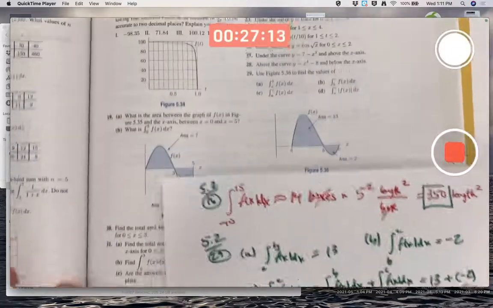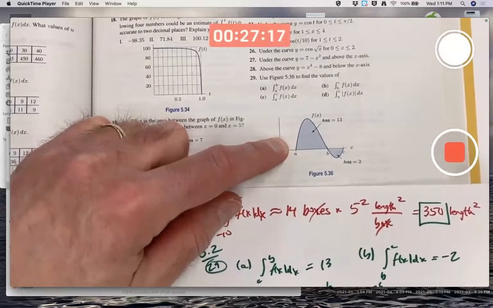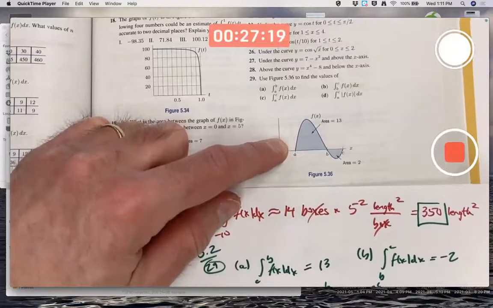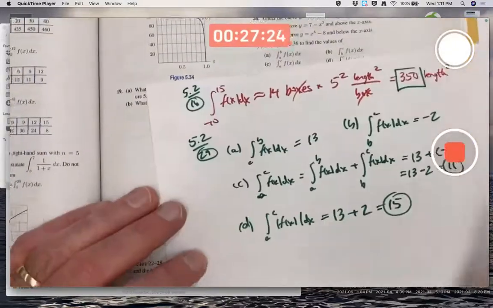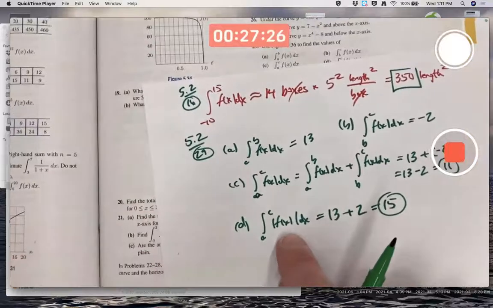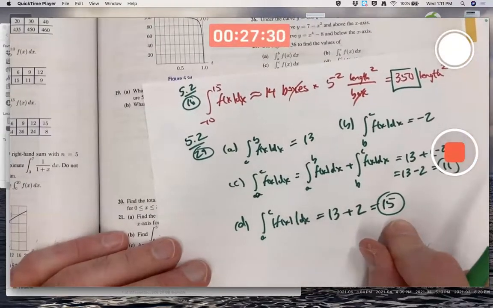Yeah, if this is a velocity, the integral, which would be 13 minus 2 or 11, would be the change in position. Yes. However, when you integrate its absolute value, it does give you the total distance traveled. Total distance traveled is actually 15.